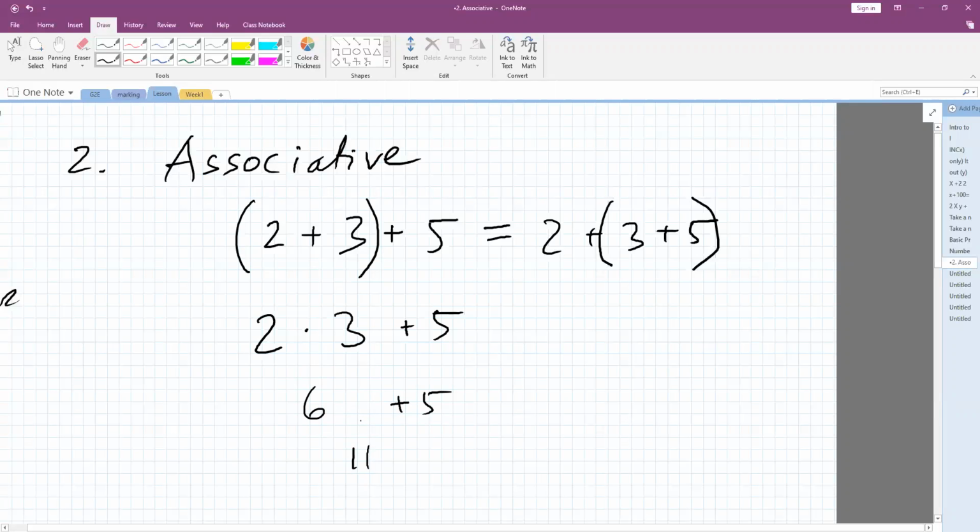So what I mean by this is, if you look at, for example, when you do 2 times 3, it's like you put a bracket here, right? Because you are doing it first. 2 times 3 gives you 6, and after that you plus 5.